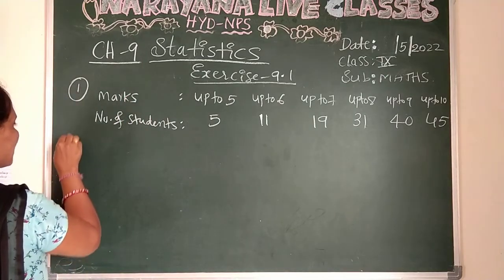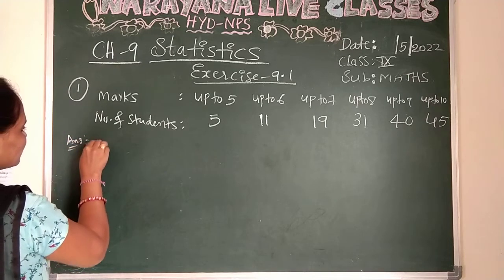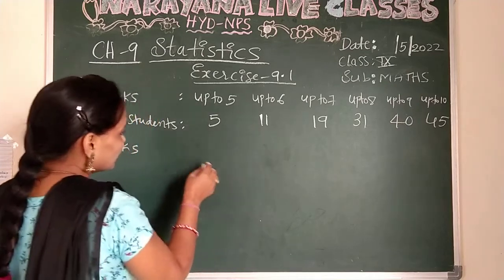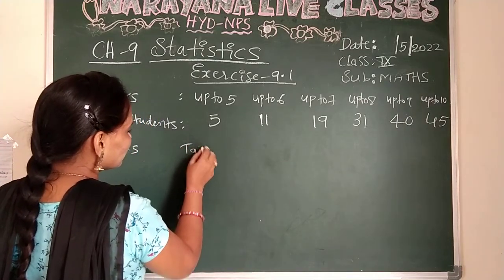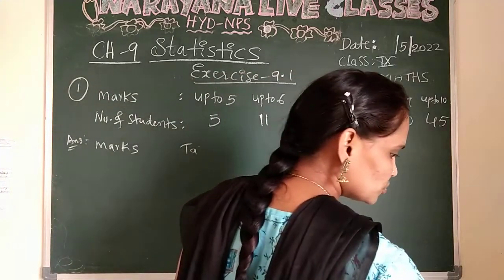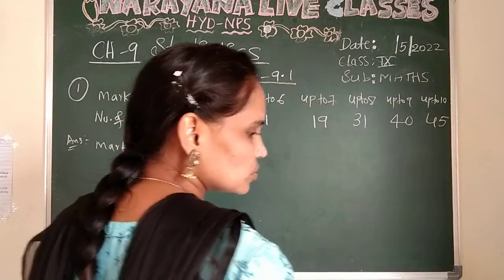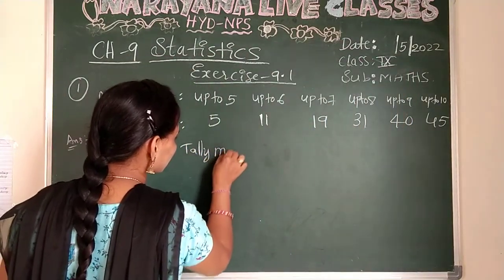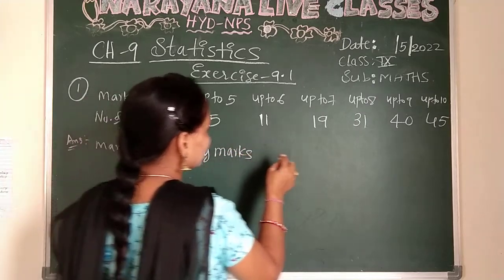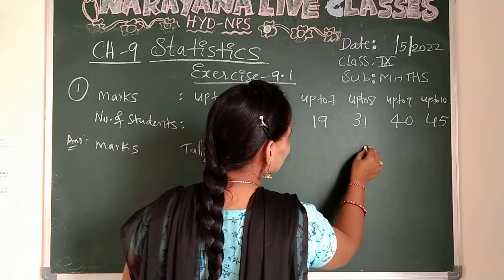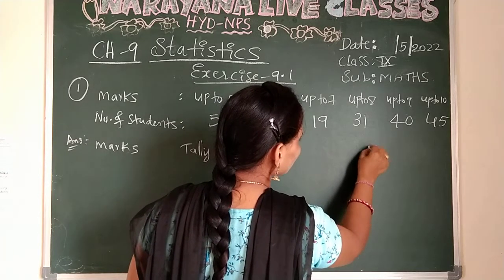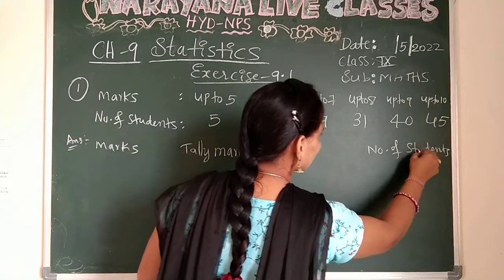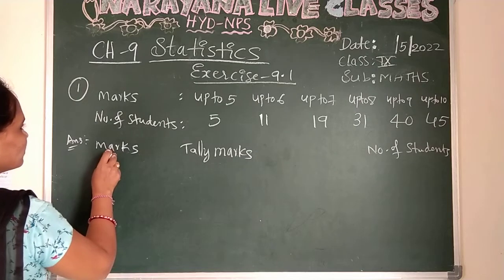So now this answer I am writing. Here marks we should write down, and here tally marks. Okay. Here frequency distribution table we need to write now. So here second one we should write tally marks, and here number of students.